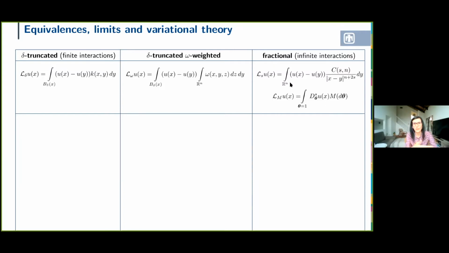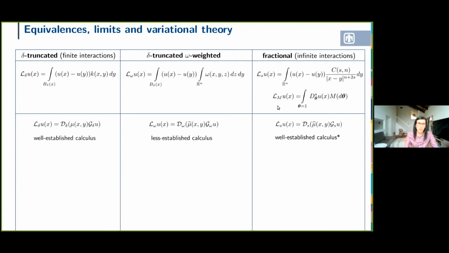There are several definitions of fractional operators. Some of them are equivalent, even though the equivalence maybe is not that explicit. If we look at these two formulas, it looks like at first they don't have anything in common, but they're actually exactly the same object. But there are other definitions of fractional operators that are not equivalent to this one, for example.